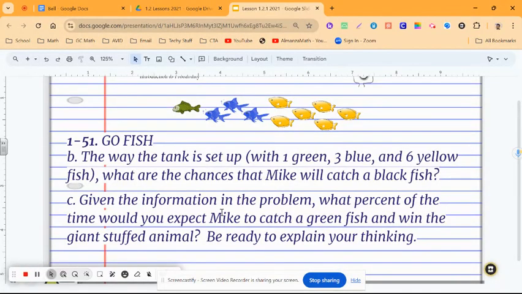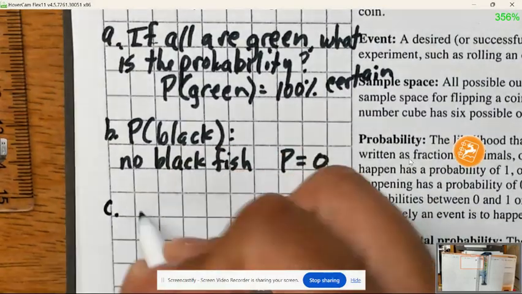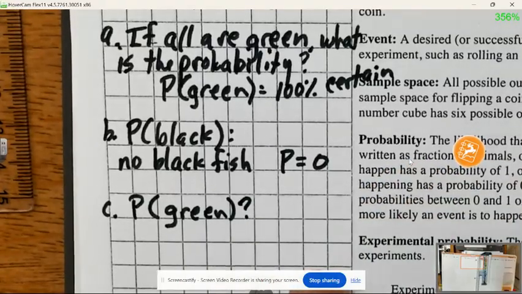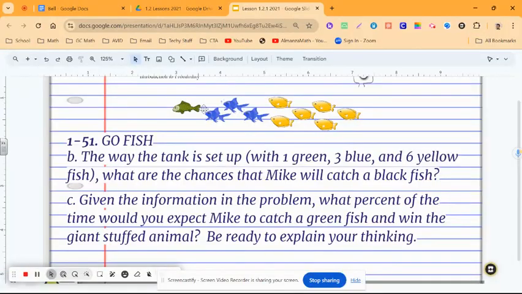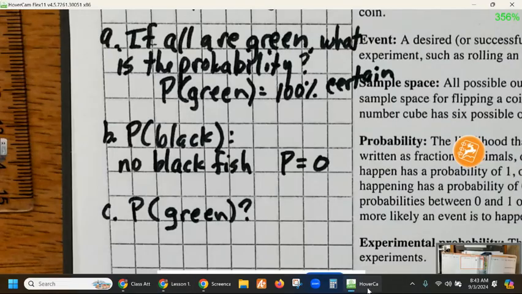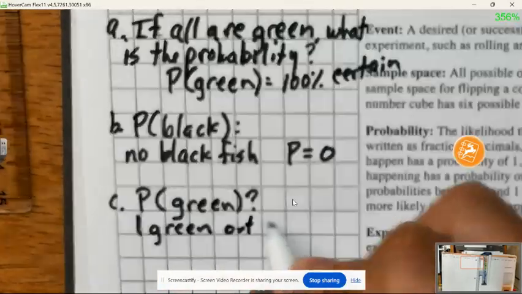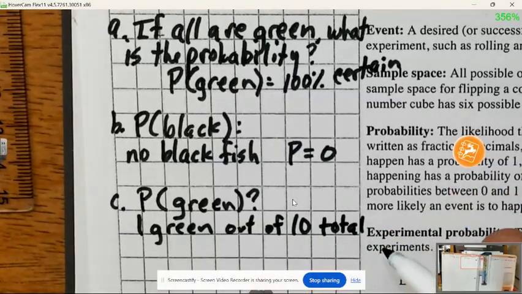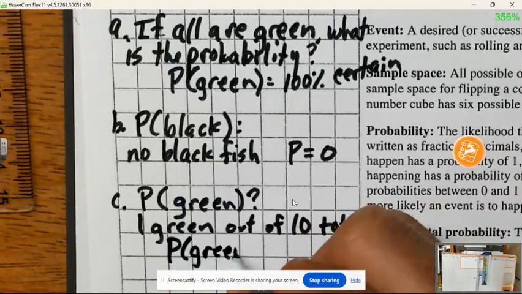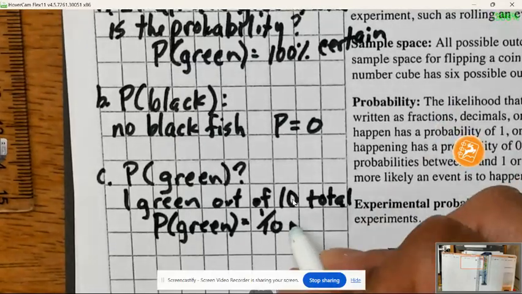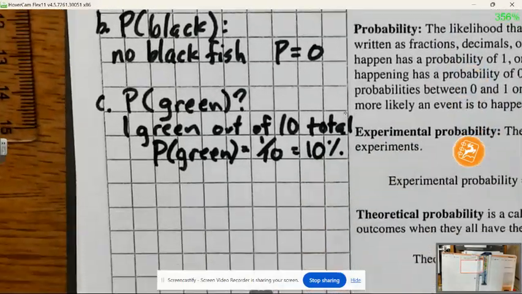All right, question C. Given the information here, what is the probability, or what percent of the time should Mike expect to catch a green fish and win the giant stuffed animal? So the percent of the time is the same thing as probability. So they're pretty much asking, what is the probability that he is actually going to get a green fish? All right, and when you look at the tank, you can see that there are 10 fish total, and only 1 of them is green. So that means that since there's 1 green out of 10 fish total, the probability of getting a green is 1 out of 10, because there's only one. Now, as a percent, this is the same thing as 10%. We worked on our conversions a little earlier last week.